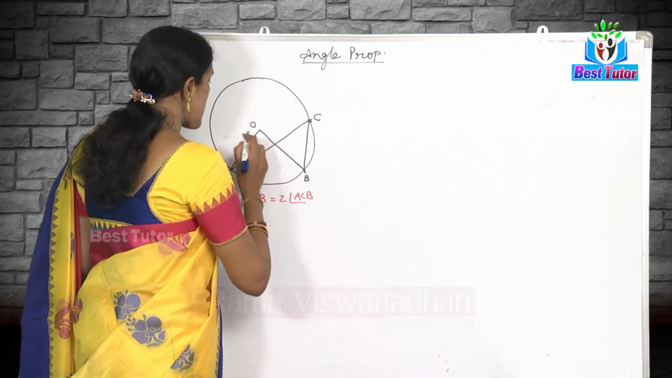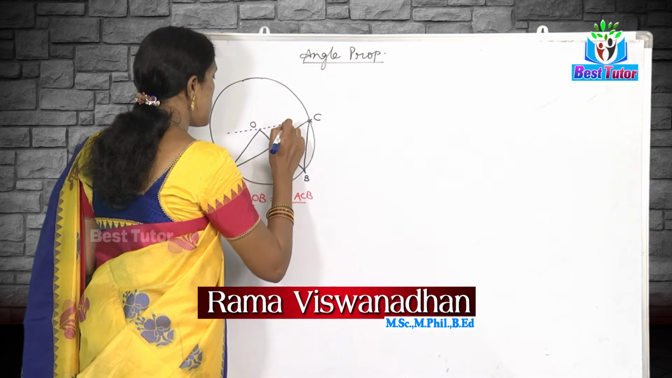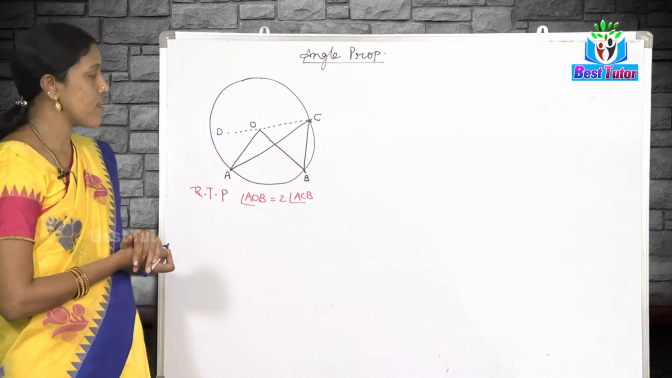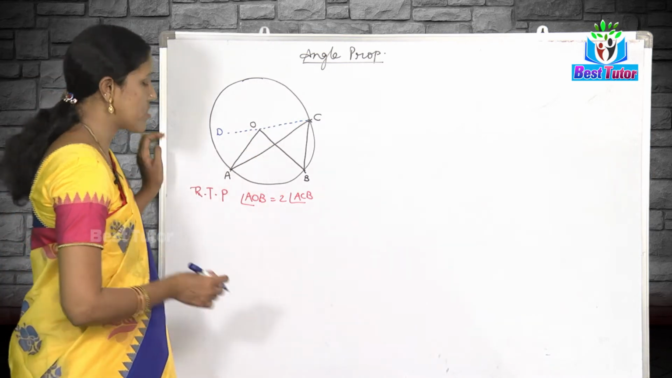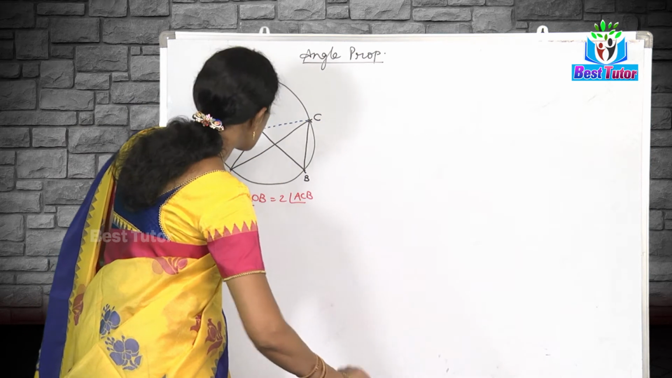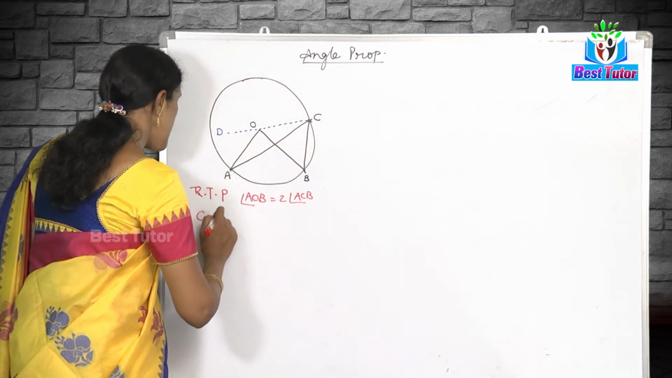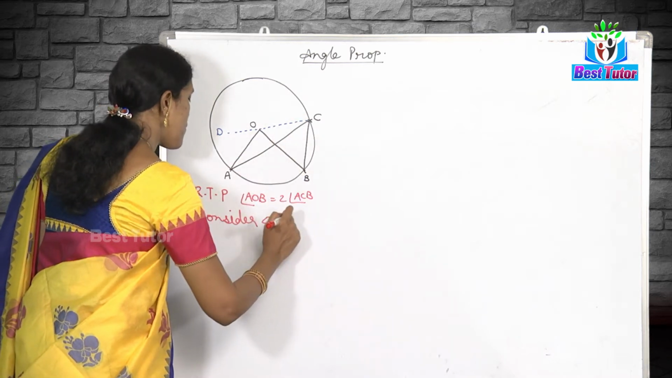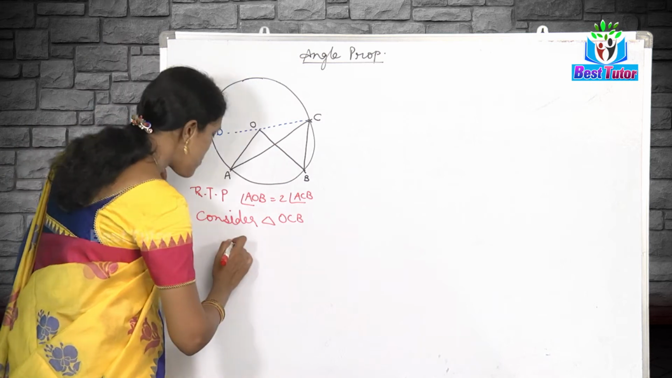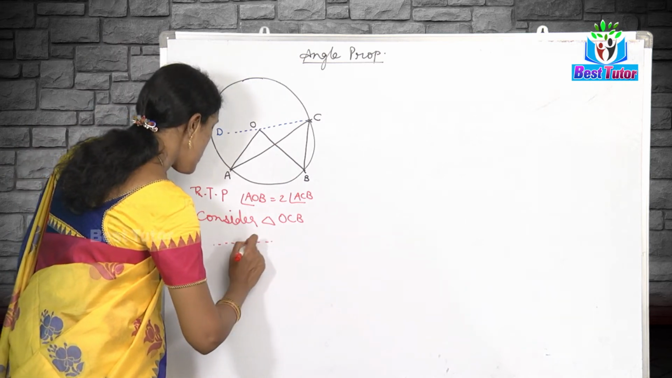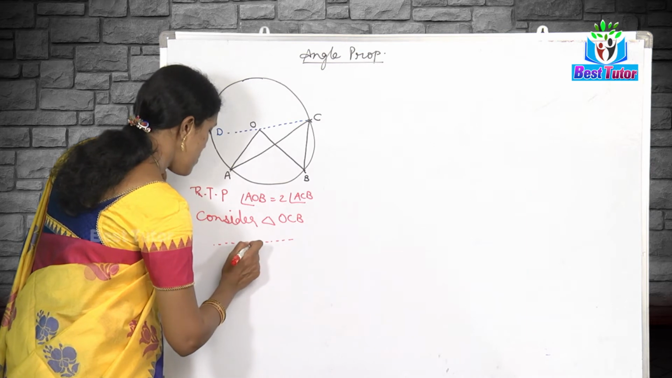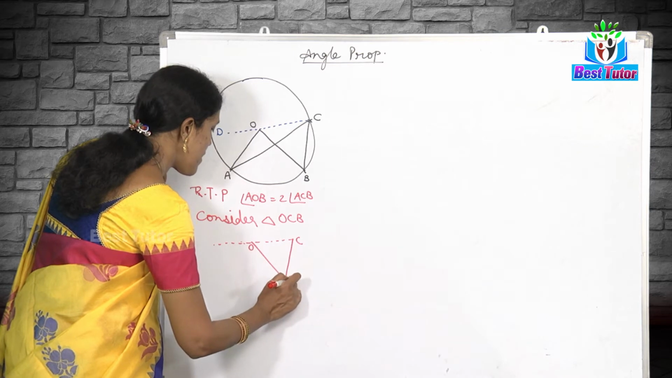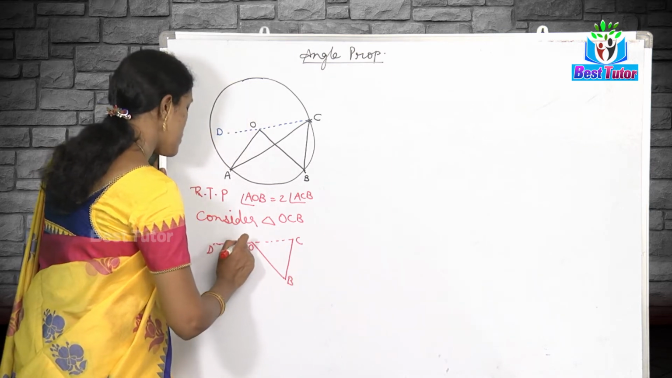We will do a small construction here. I am going to join OC, or CO, and extend it to point D. We have joined CO and extended it to point D. Now, I am going to consider triangle OCB. Let me draw it separately. OCB is like this, with OCBD. This is the extension actually.